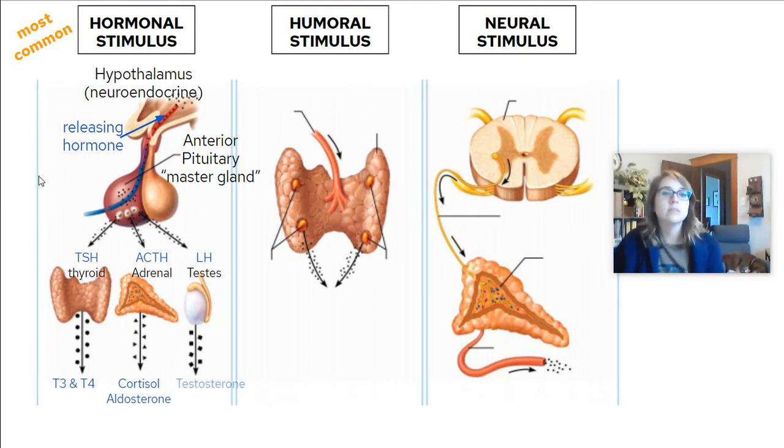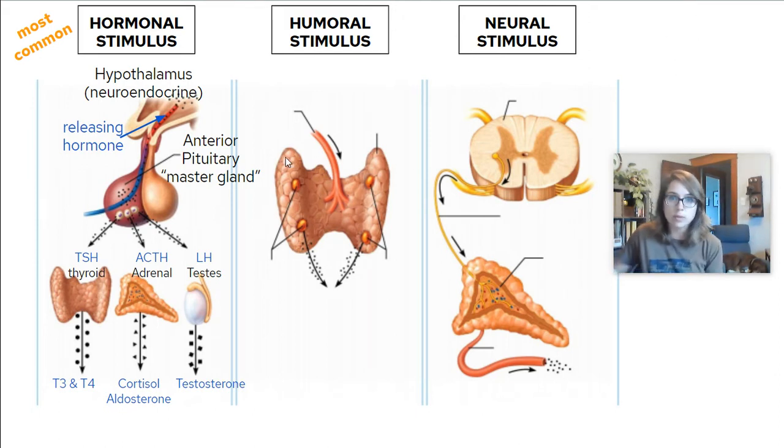So the testes will then release its hormone, the testosterone, and other androgens. Androgens is just a general term we use for male sex hormones. So hormonal stimulus, one hormone stimulating other hormones to be released, okay? Cascade effect. All right, then let's move over to our humoral or blood stimulus.